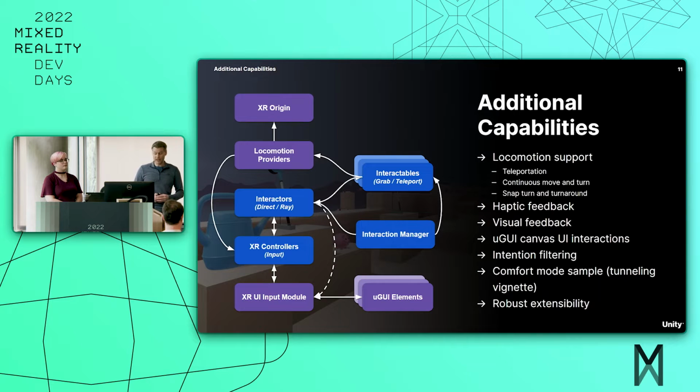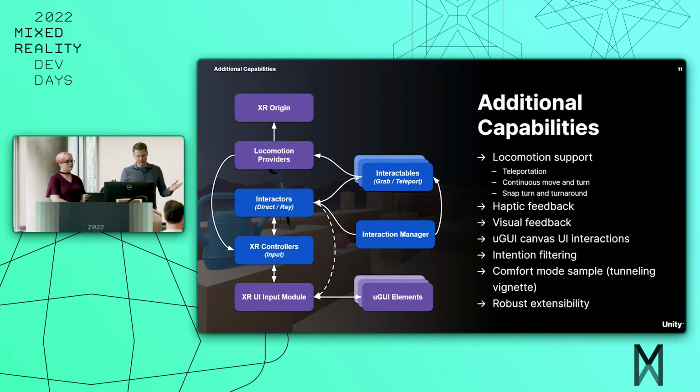Next thing that we added recently is a comfort mode sample. So this is a simple tunneling vignette. It just shrouds your view. You can change the aperture, the color, the ease in time, ease out time. And this just drops as a prefab onto your main camera and lets you customize it from there.